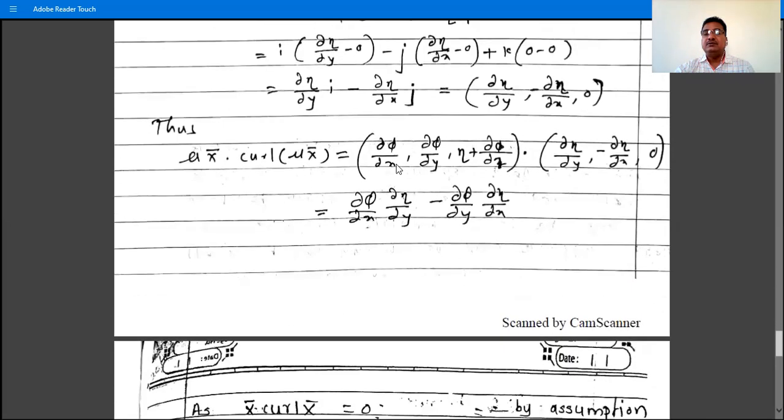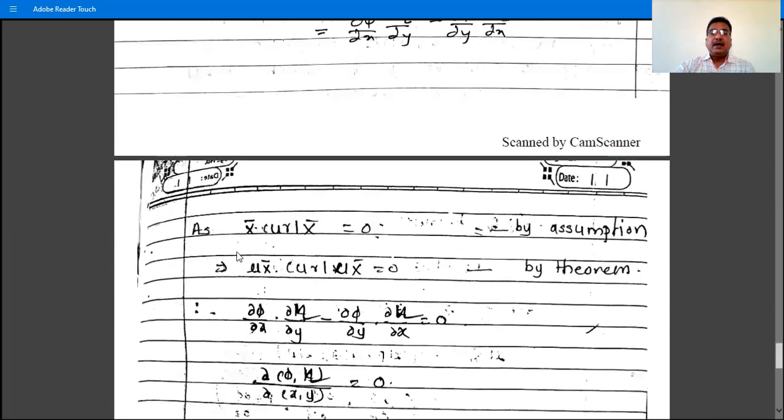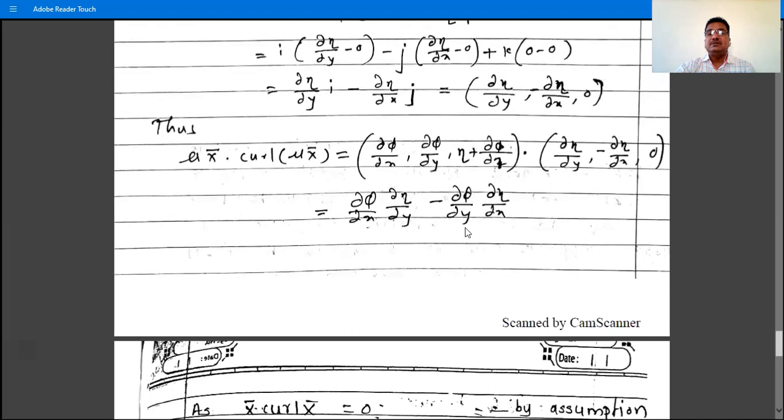And that dot product is what? This into this, the dot product of the two vectors. It is the multiplication of coefficients: ∂φ/∂x into ∂ν/∂y, plus ∂φ/∂y into minus ∂ν/∂x, which is minus ∂φ/∂y ∂ν/∂x, and this into 0 is 0. So as x̄ · curl x̄ is 0, this is our assumption, and therefore μ x̄ · curl μ x̄ is 0 by the previous theorem. And so this is equal to 0.